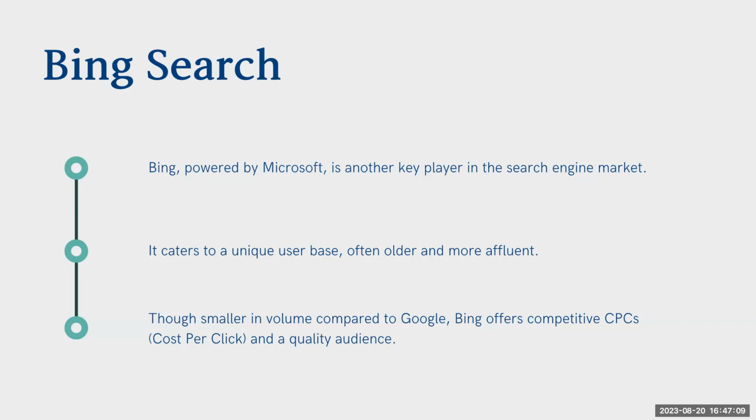And even though it's smaller in volume compared to Google, Bing offers a very competitive cost per click, or CPC, and quality audience. It's really true that it is significantly smaller, but that can be used as an advantage for advertisers. With less competition, a lot of people find that the CPC on Bing can be specifically lower. It can be more cost effective because there's less competition there, and it is targeted towards that kind of demographic.